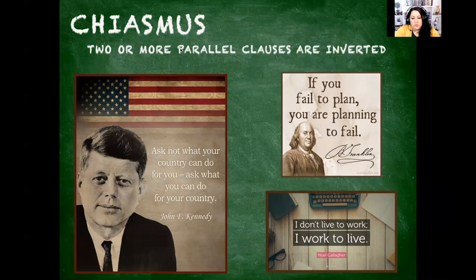Okay. I don't live to work. I work to live. Okay. That's kind of what people say when they're like, my life isn't all the job. I come here so that I can afford my life. My life isn't the job. My life is outside of the job. Okay. That's chiasmus.